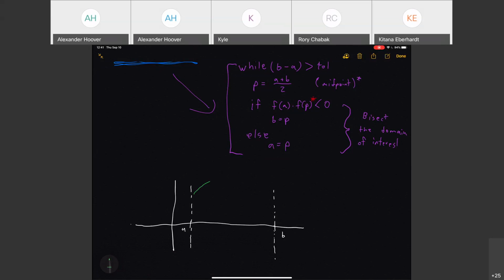If we were to just plot this, let's say that we have a function that looked like this over this interval. This is just a generic function that I'm putting in.